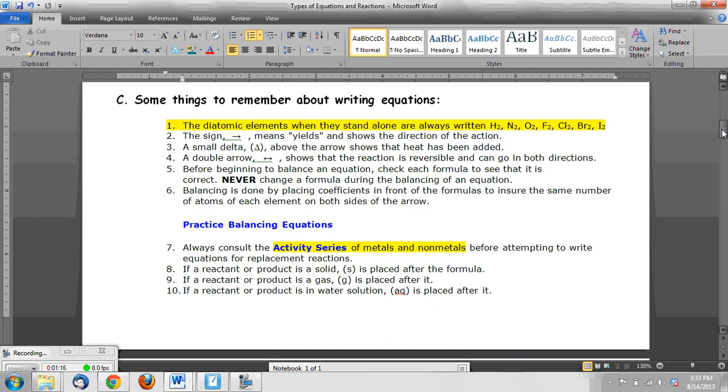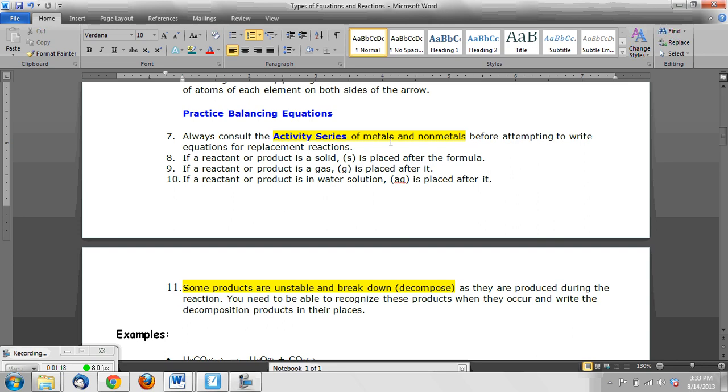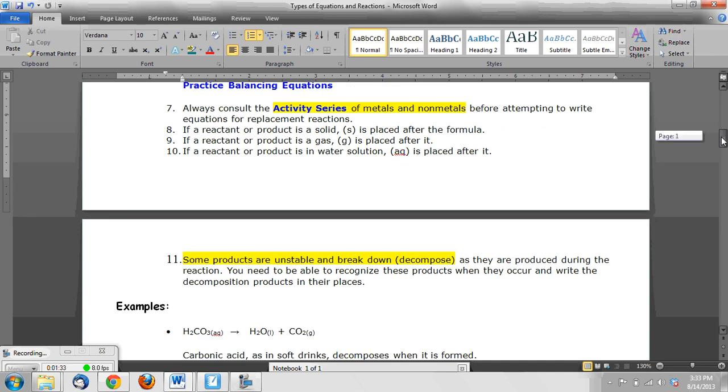I've also highlighted another important piece called the activity series. We'll start to memorize that next unit, but if you know how to use it, great. What you will be looking for is in single replacement reactions. A more active metal or non-metal will replace a less active one. I'll show you an example below.